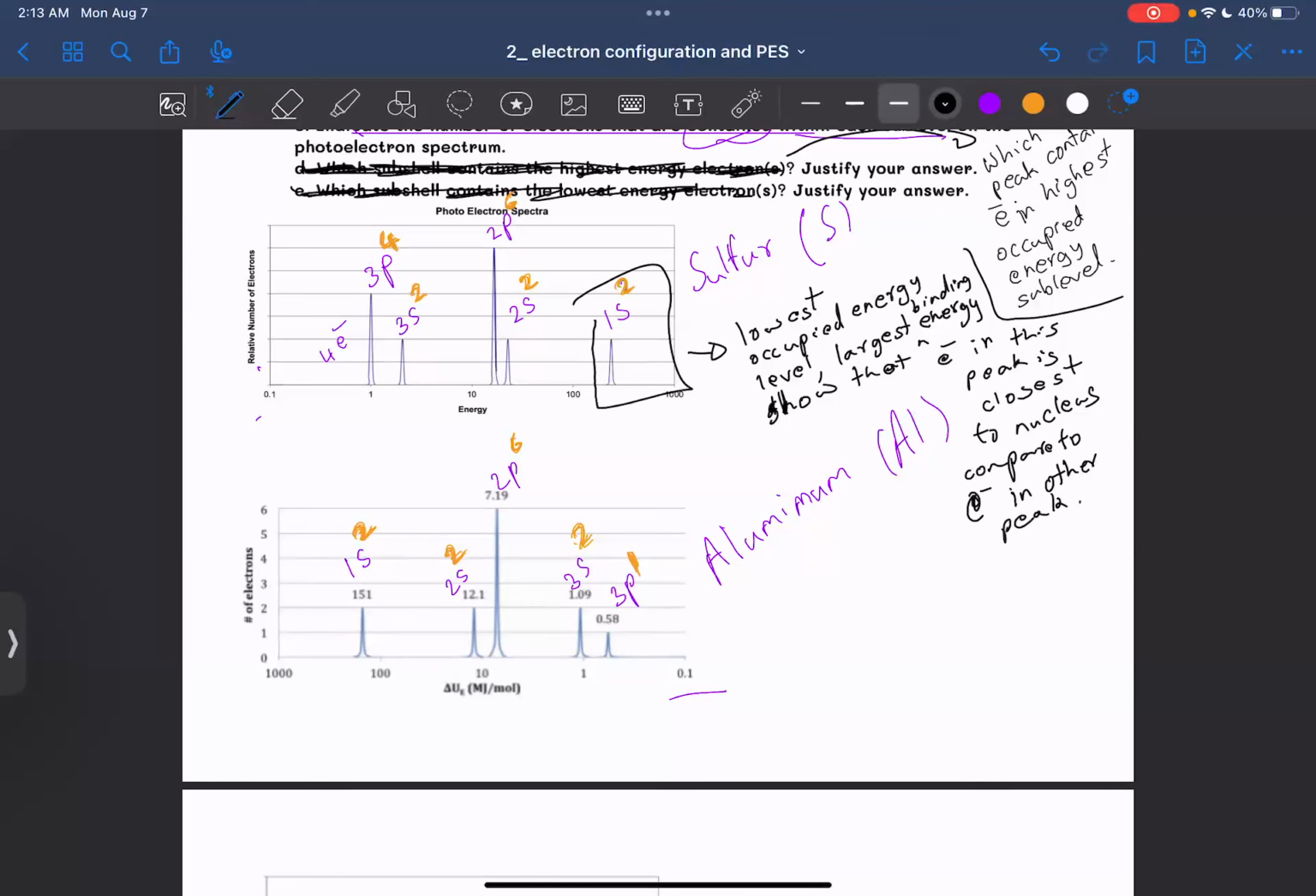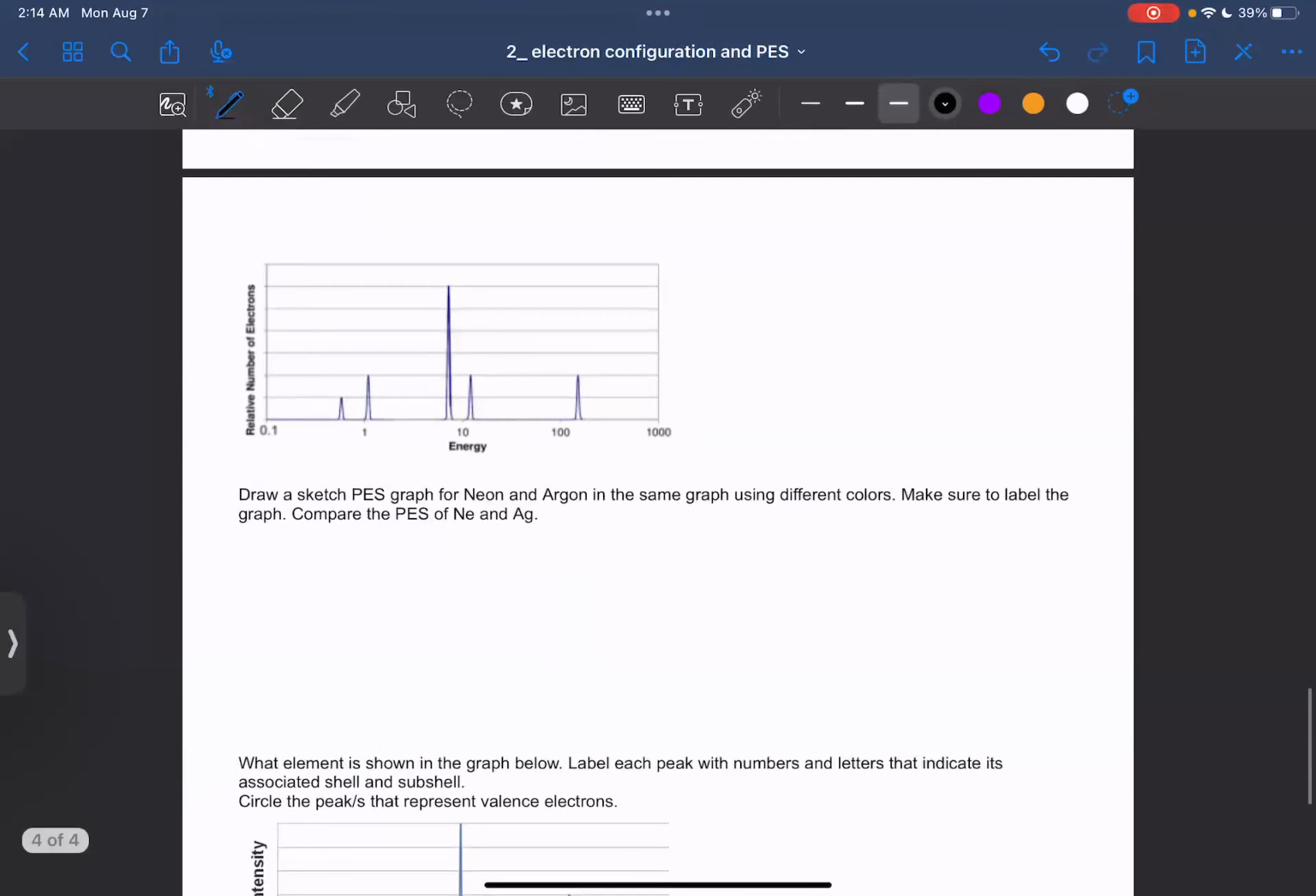So, and then when I went to the highest one, same thing here, this one, right? This peak is a higher one. How do we know? Because it has the lowest binding energy, which means farthest away from the nucleus. That's why it's happening. Okay, let me just identify the graph and we'll look at the other one.